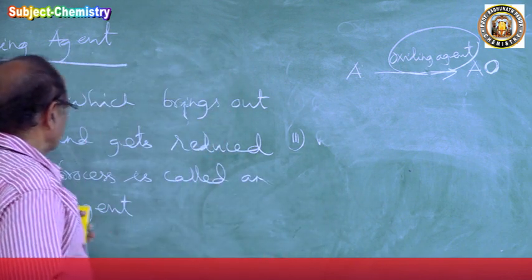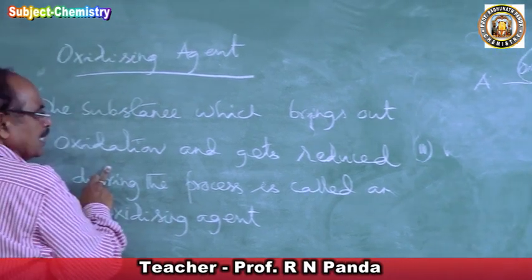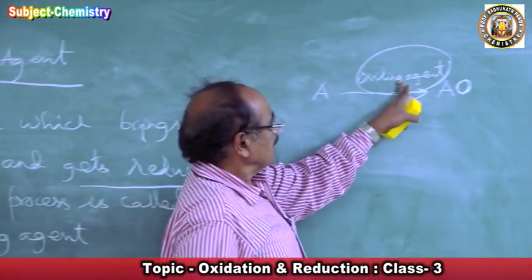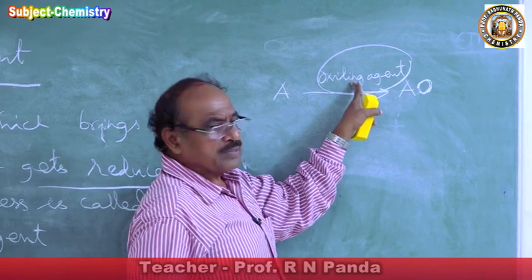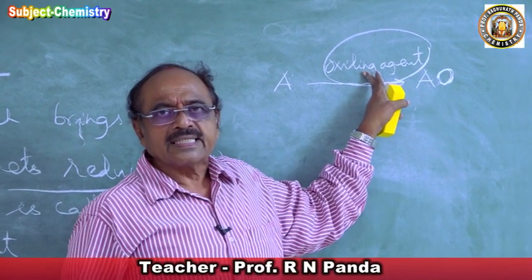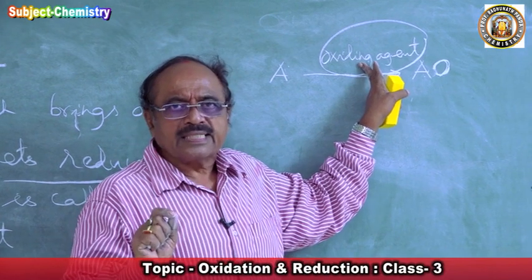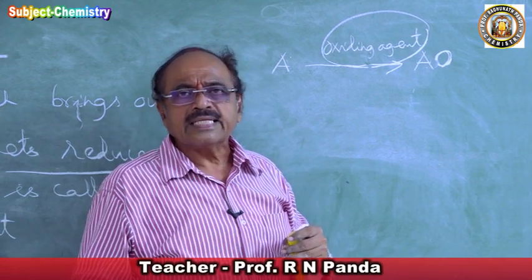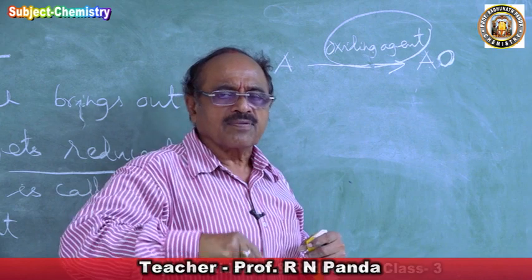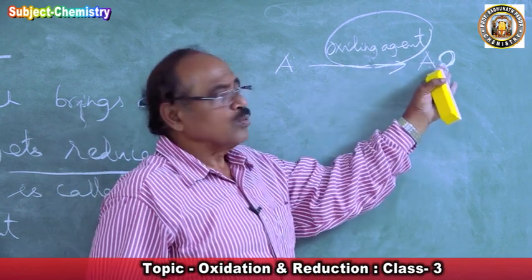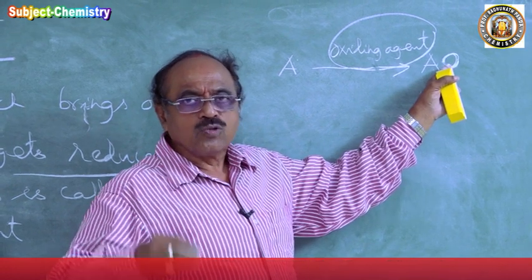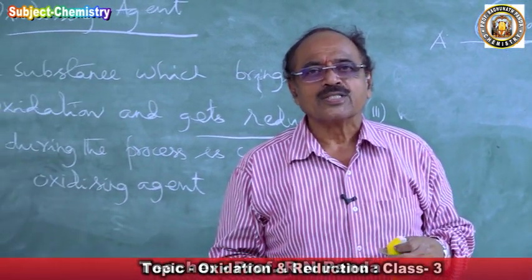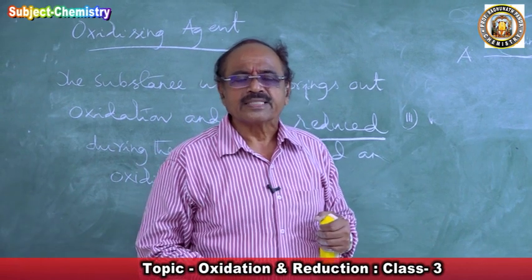Then the question comes: why does the substance which brings out oxidation get reduced? Why am I using the words "gets reduced"? The oxidizing agent is giving this oxygen, so the oxygen has come out from the oxidizing agent. That means the oxidizing agent is losing oxygen, or the oxygen is removed from the oxidizing agent. So removal of oxygen is reduction, hence it gets reduced. Children, understand the meaning of the words you are using in the definitions.